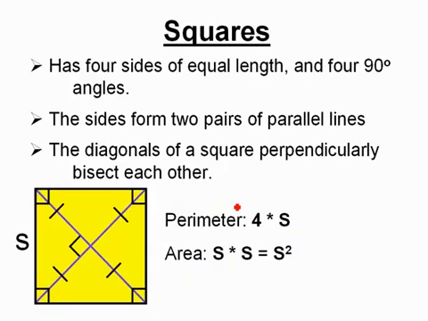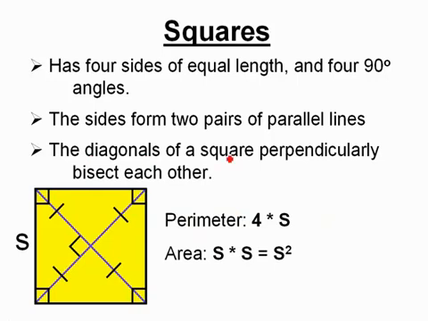Squares. A square is a 4-sided polygon where all 4 sides are of equal length and all 4 angles are 90 degrees. The sides form 2 pairs of parallel lines, because they're all at 90 degrees. So you kind of keep rotating and you end up with parallel lines.